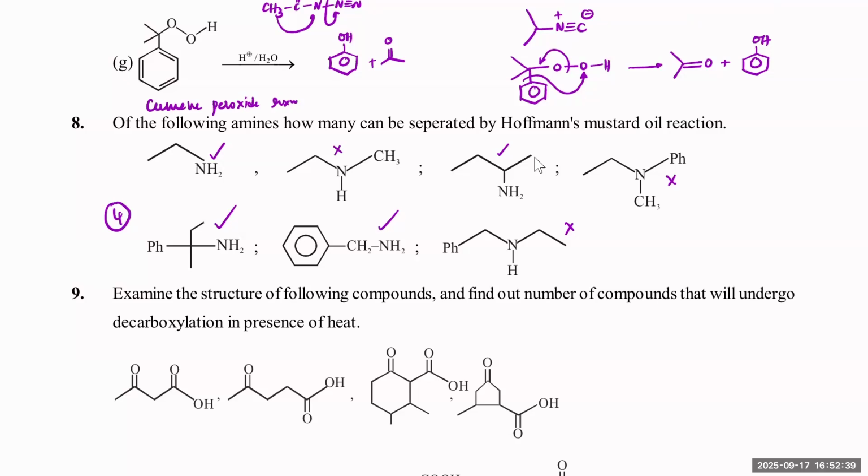We just discussed the Hoffmann mustard oil test. When you take the amine with CS2 and react in the presence of mercuric salt, you will get a compound, an isothiocyanate, which will smell like mustard seeds.